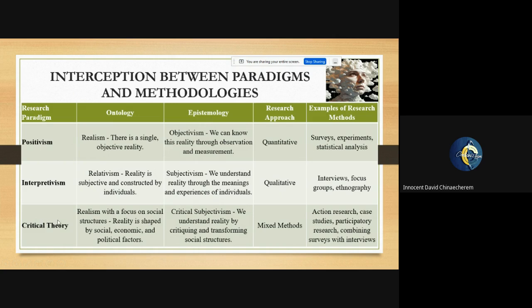Critical theory is very simple here. It's just a combination of both approaches. Here we're trying to combine positivism and interpretivism as critical realism, which is a mixed method approach. So here you can find case studies, participatory research, surveys, and combining surveys with interviews. So that is all we needed.